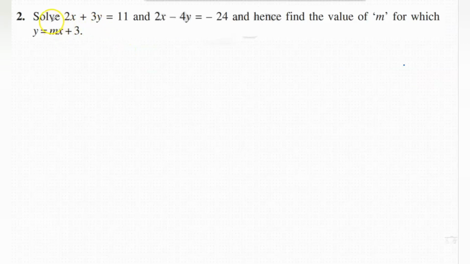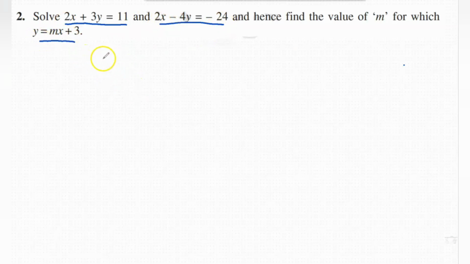Now coming to question number 2. Solve 2x plus 3y equal to 11 and 2x minus 4y is equal to minus 24, and hence find the value of m for which y is equal to mx plus 3. Okay, this is the question. So first we need to solve these two equations and find out x and y values and put it in this equation. That is our question.